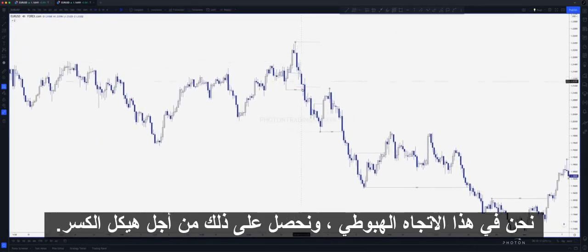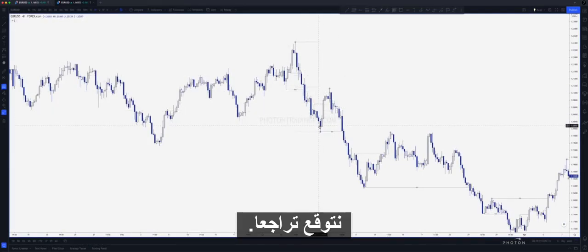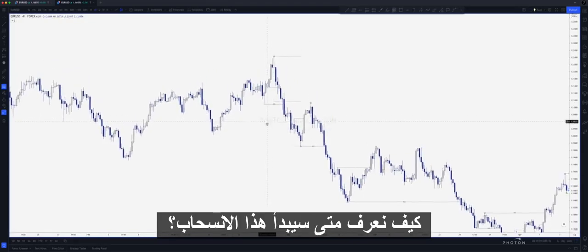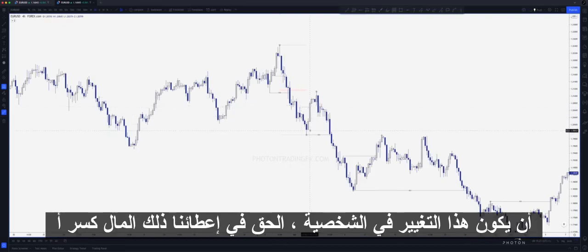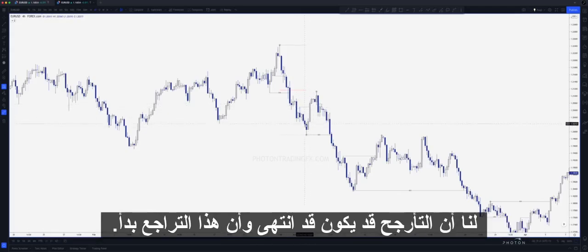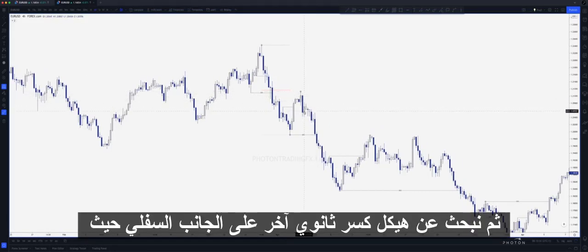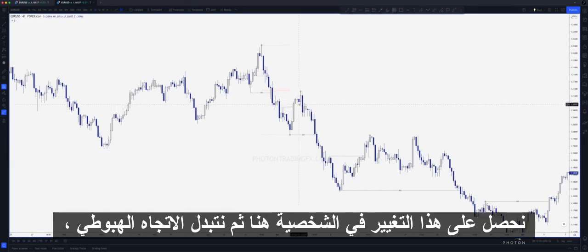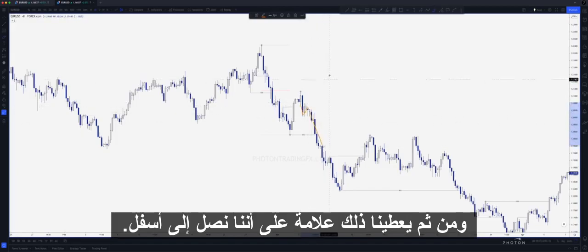We're in this bearish trend. We get that 4 hour break of structure. What do we expect after a 4 hour break of structure? We expect a pullback. How do we know when that pullback is going to kick in? When we're purely looking at market structure, we expect that change of character, to give us that minor break of structure to the upside, which is what we get here, which then shows us that the swing run may be over and that pullback is kicking in. And how do we know when that pullback is going to be over? We look for another minor break of structure to the downside, where we get that change of character here, and we then switch bearish. And that gives us the sign that we get that next leg down.